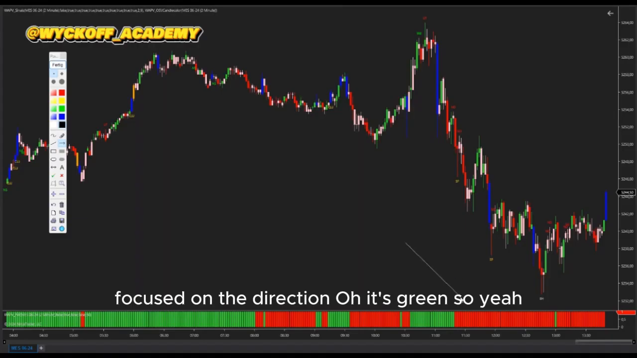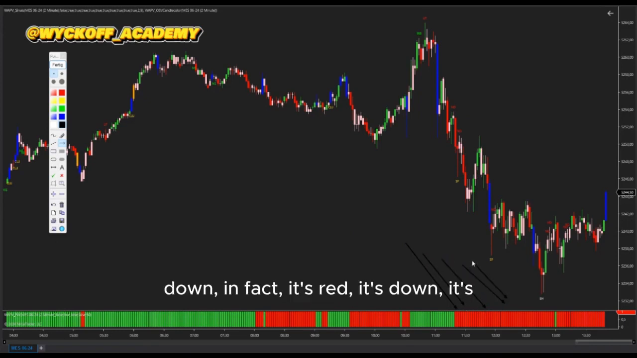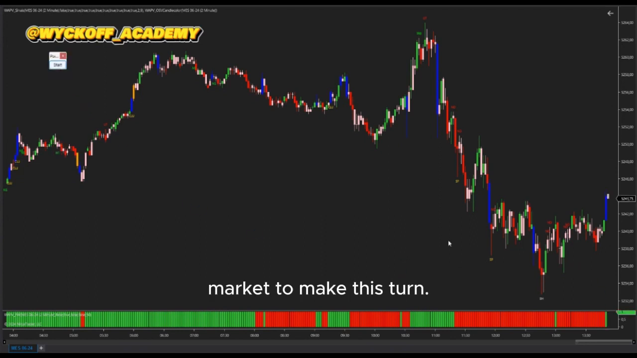Oh, it's green, so yeah. Down. In fact, it's red. It's down. It's green. It's up. You have to wait for the market to make this turn.